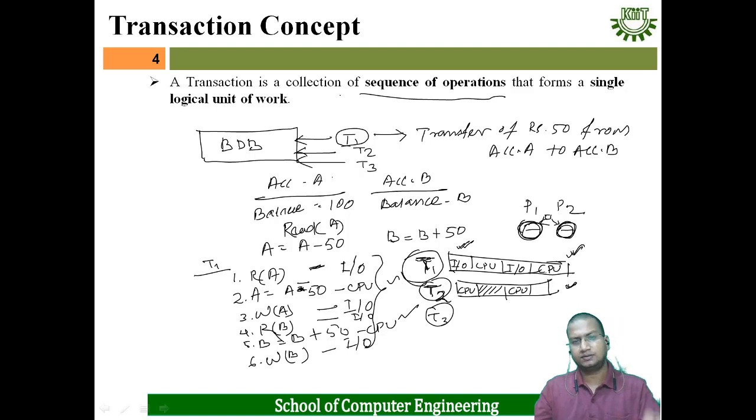Suppose another thing we will see right now. Suppose T1, T2, two transactions are there.